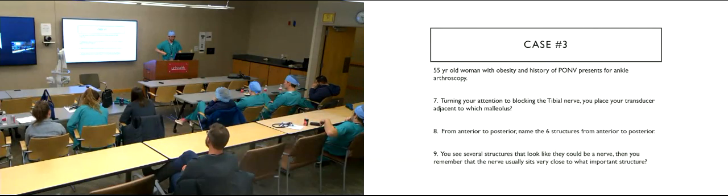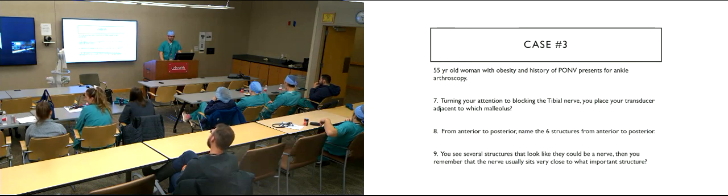Turning your attention to blocking the tibial nerve, you place your transducer adjacent to which malleolus? Medial. What is around the lateral malleolus? Close. On the back side of the lateral malleolus is sural.